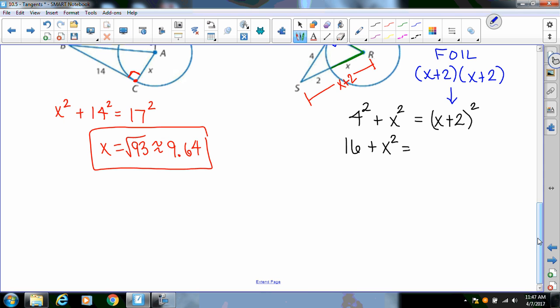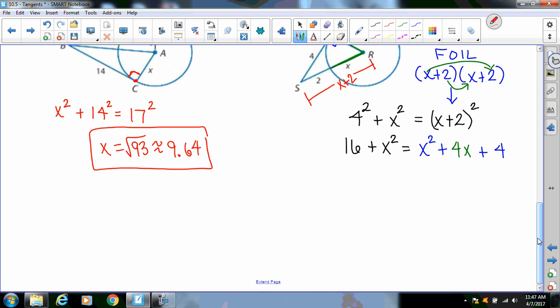Okay, so I would get x squared plus, when I multiply my outside, x times 2 is 2x. My inside, 2 times x is 2x. Add them together, that's 4x. And then plus my last, 2 times 2 is 4.